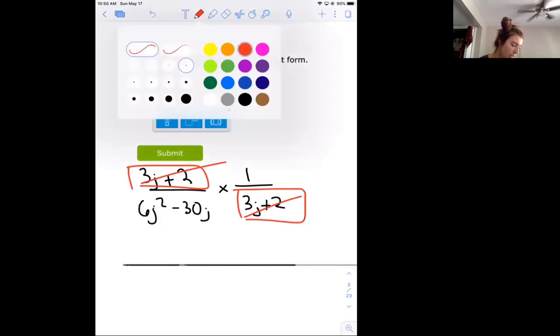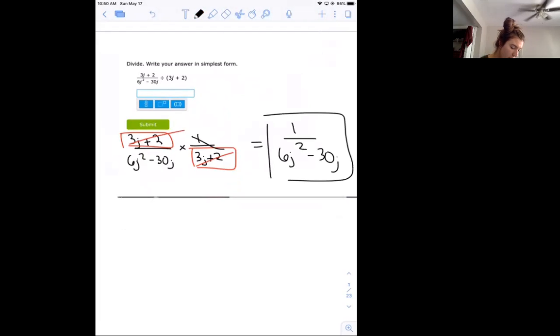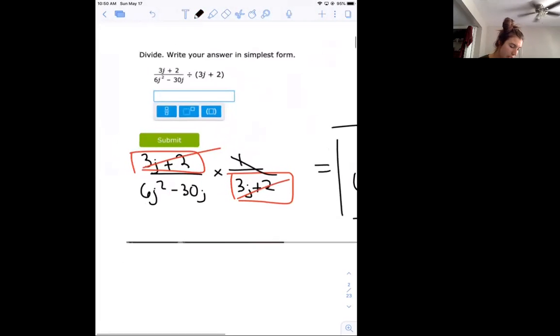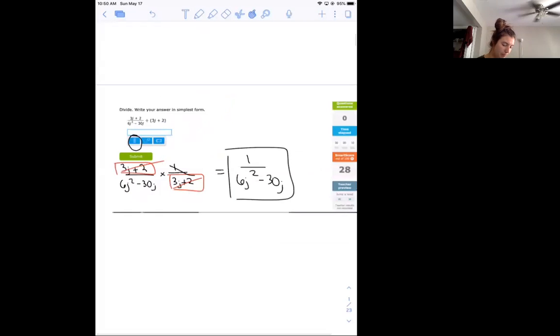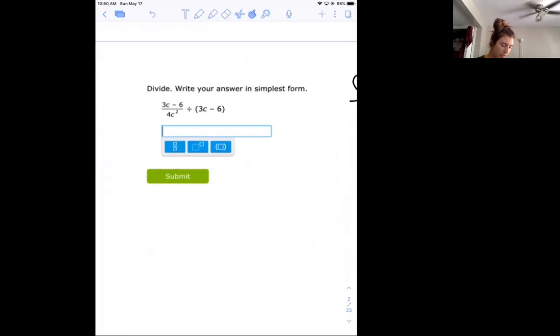And then what I'm left with is just 1 over 6j squared minus 30j. And that's your answer. You're going to use the little fraction bar to input that. Okay. This one's just the same thing. You'll notice you have the same binomial 3c minus 6. So you'll just do the same thing. They'll cross off again. Super simple.